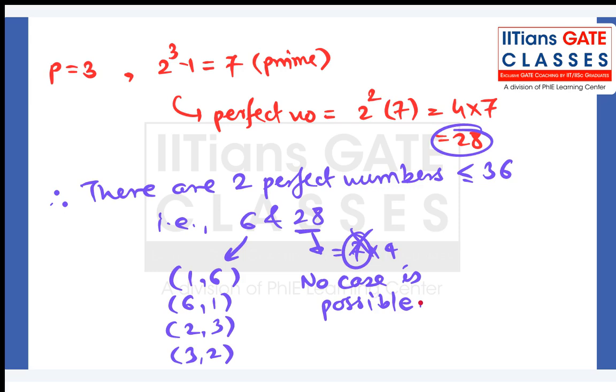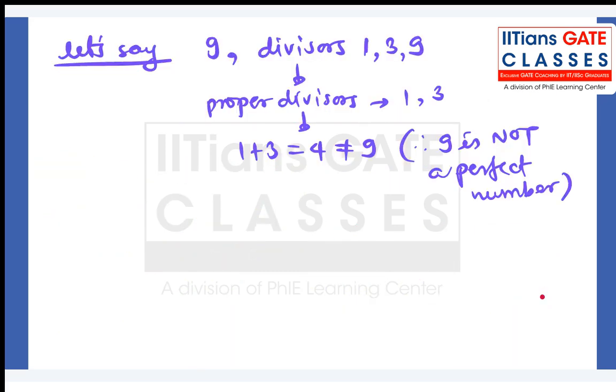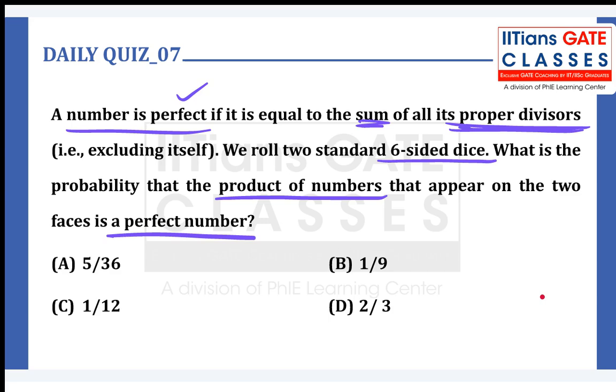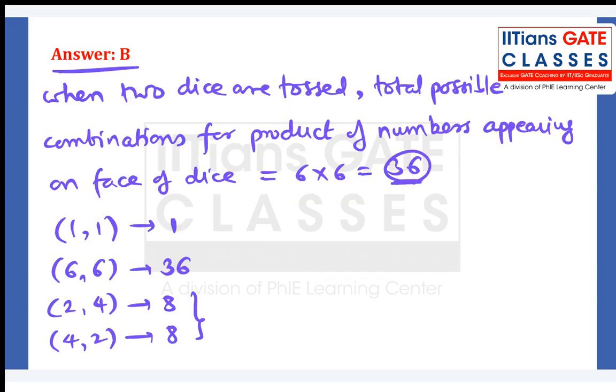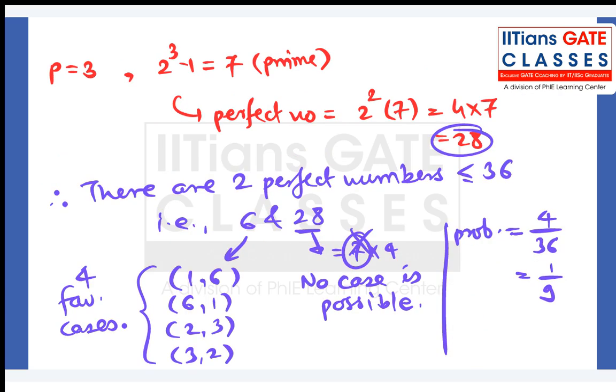So there are only 4 favorable cases, and the total cases are 36. So the probability of getting a perfect number is 4 by 36, that is 1 by 9. And that will be option B. That is the correct answer. So this is an interesting question, but if you figure out the perfect numbers, then it's not that difficult.